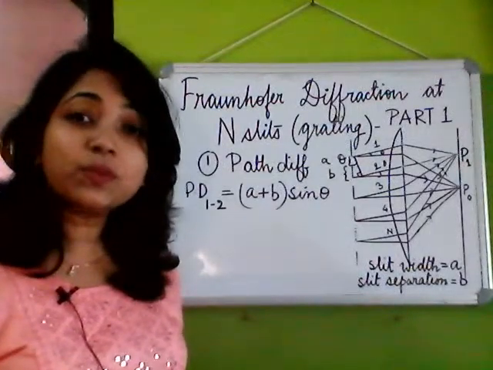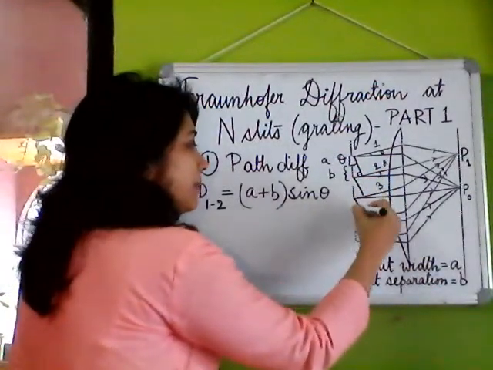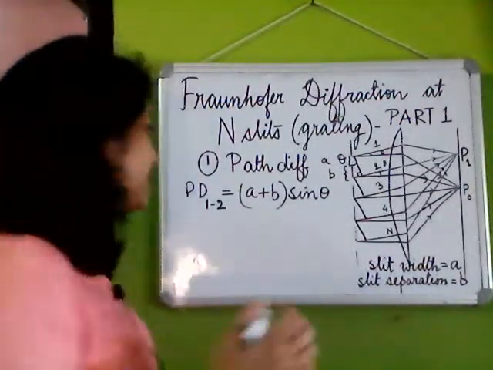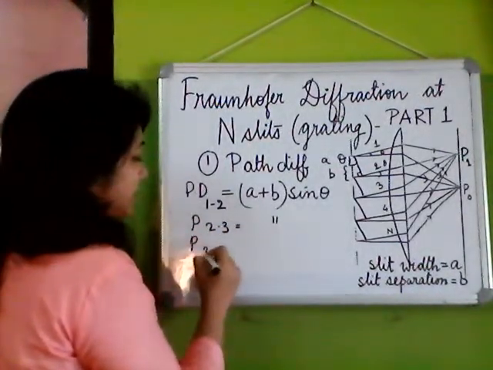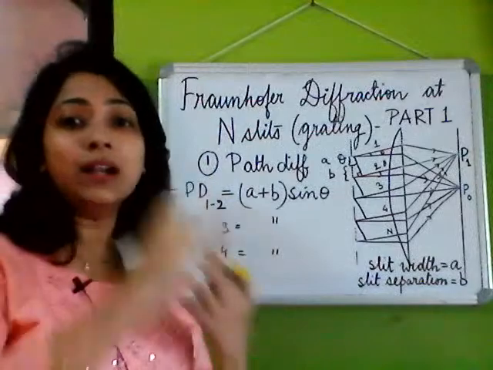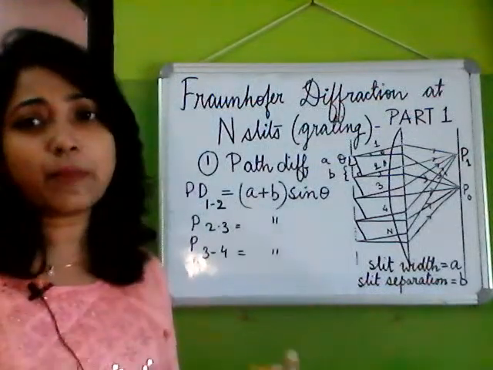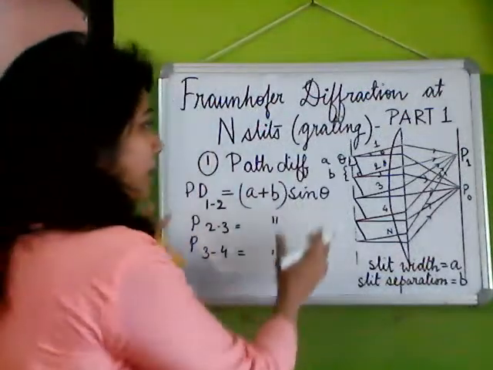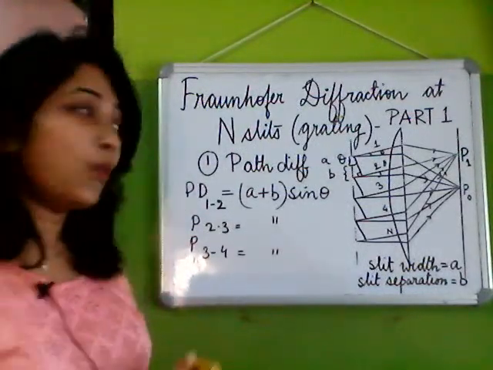Now if I ask you, what is the path difference between source number 2 and 3? What is the path difference between 3 and 4? You can draw similar diagrams, similar perpendiculars for all the successive sources, and you will see that the path difference between 2 and 3 is also the same. Path difference between 3 and 4 is also the same. Isn't it? So as we move forward with our sources or the slits, the path difference between successive sources remains the same, which has the value of (a plus b) sine theta. Fine? So if this is our path difference between the successive sources, what will be their phase difference?